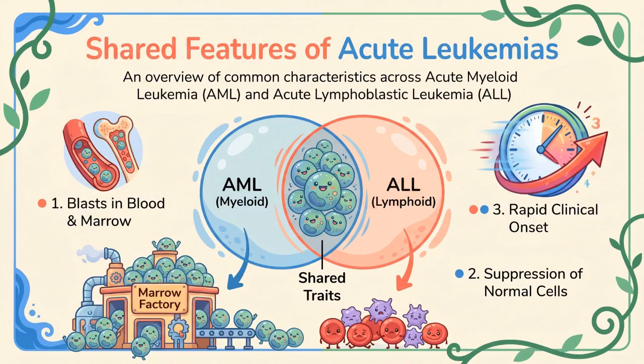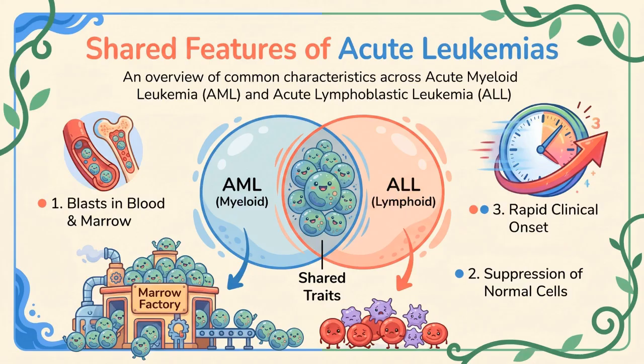Patients often present with symptoms that develop quickly, sometimes over just days or weeks, reflecting the aggressive nature of these diseases. This rapid progression means we need prompt diagnosis and immediate treatment. Understanding these shared features helps us grasp the overall clinical urgency and the diagnostic approach for all acute leukemias, regardless of their specific lineage. This crowding out of normal cells has a devastating impact on the bone marrow, which we'll explore next.